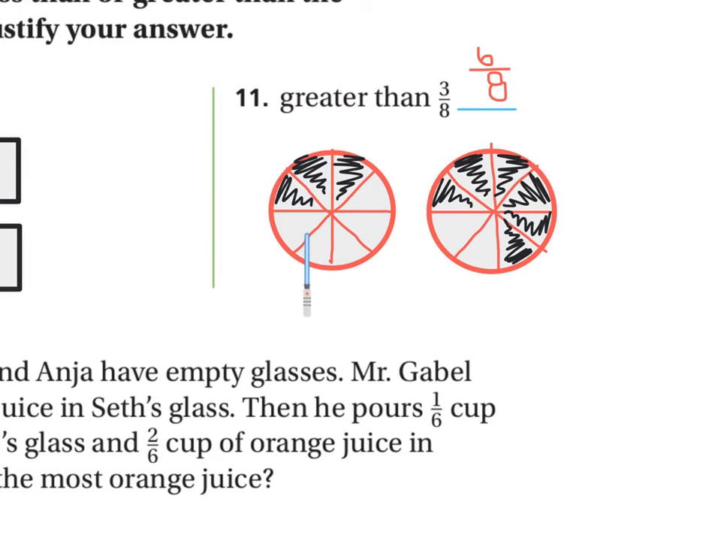My model, notice how both of my wholes are the same size. I chose to do circles this time instead of rectangles. That's perfectly fine. I split both wholes into eighths. Here we see 3/8. Here we see 6/8. We can see visually 3/8 is less than 6/8. Make sure you have the model and your fraction.